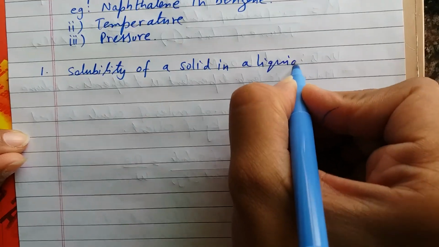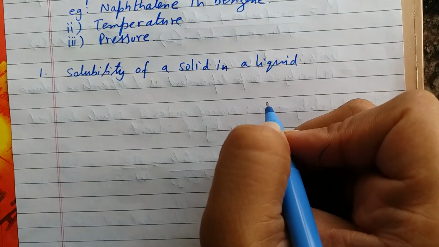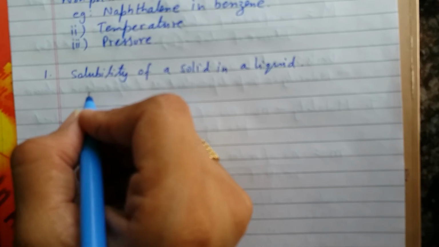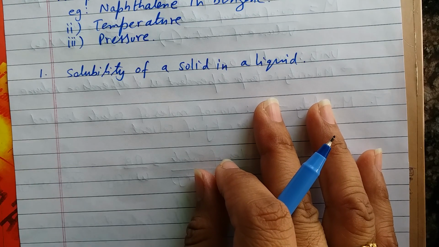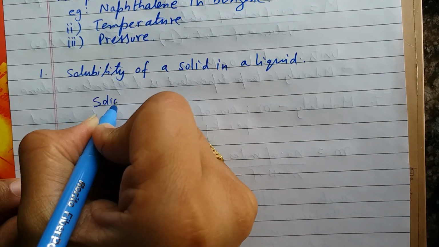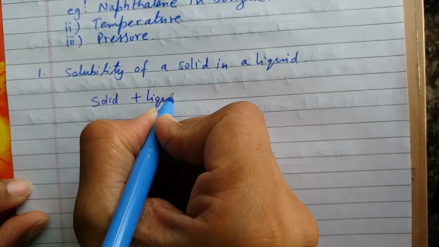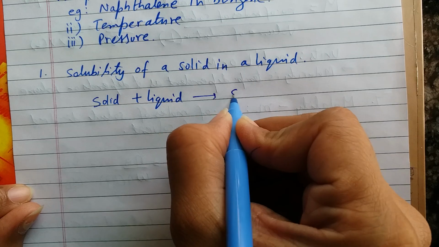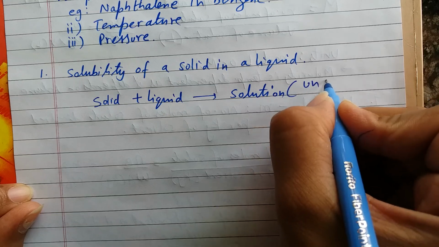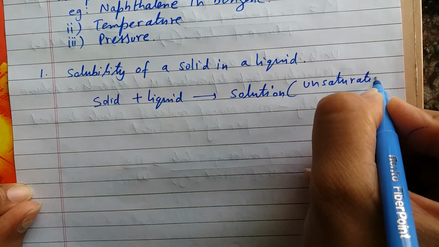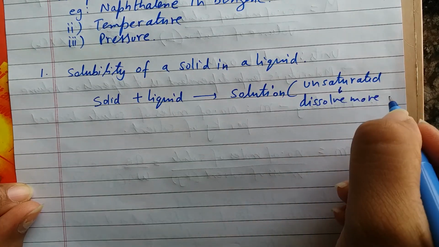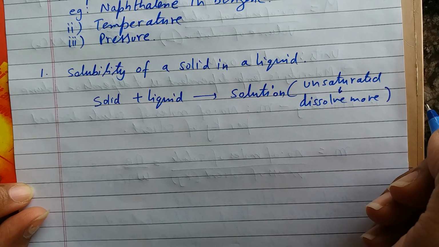So the first case that we are looking at is solubility of a solid in a liquid. Okay, so here you can just imagine example of salt or sugar dissolved in water. You take some solid and you add it to a liquid. The two will be dissolved to give you a solution. The solution in the beginning is an unsaturated solution. Unsaturated means it can dissolve more.